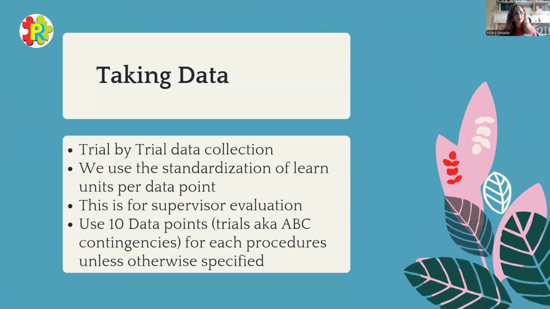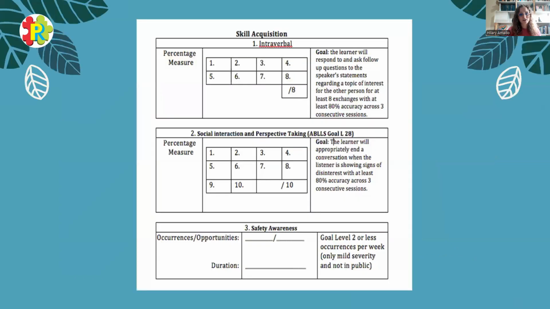It's really important, and that's at the heart of ABA, that we need to take data. We seek to take trial by trial data collection. This is one of the answers on the test at the end of this module, by the way. Every trial you should be taking data, writing that down so you don't forget later. We use a standardization of learn units per data point. This is for supervisor evaluation. We try to use 10 data points for each procedure unless otherwise specified.